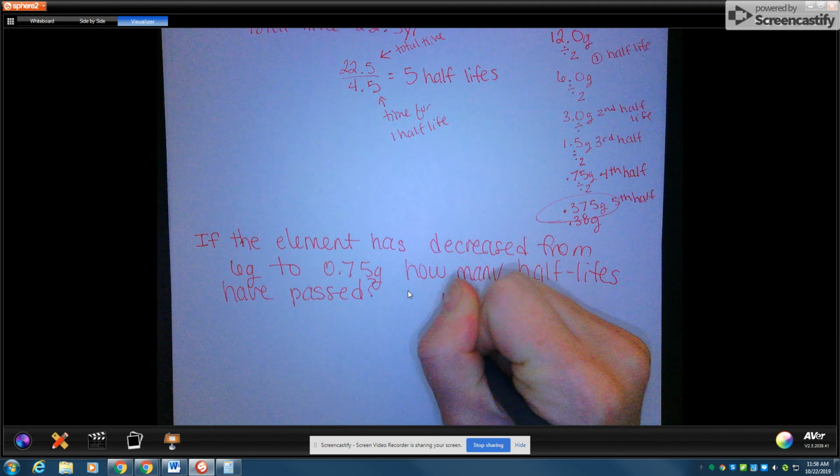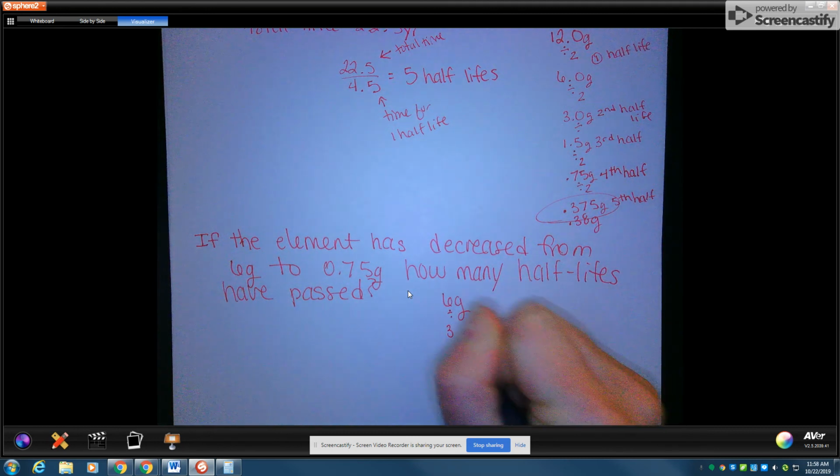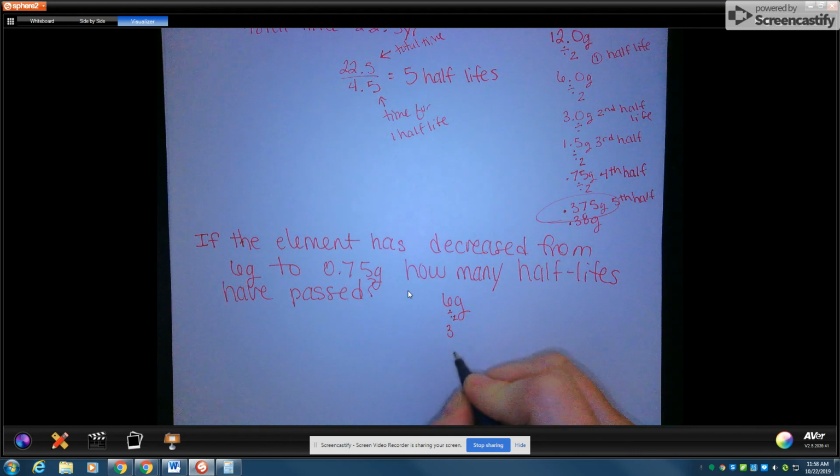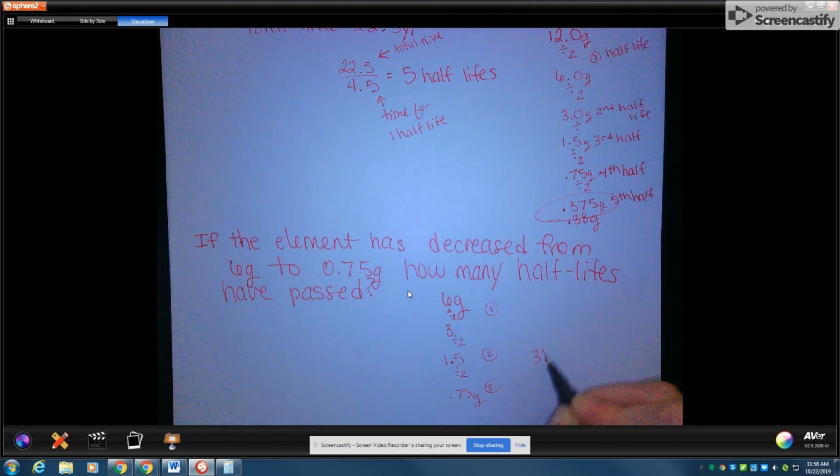So when you do it the first time, you get 3. Divide by 2 it gives you 3, so that's 1. Divide by 2 gives me 1.5. There's my second one, not there yet. Divide that by 2 and I get 0.75. That would be my third half-life. That means 3 half-lives have occurred.